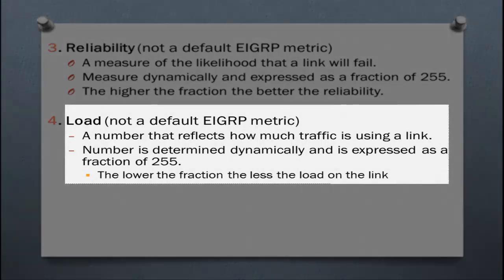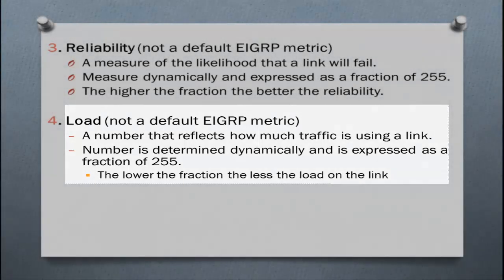The last one is load, which is also not a default EIGRP metric. Load is defined as a number that reflects how much traffic is using a link. The number is determined dynamically and is expressed as a fraction of 255. The lower the fraction, the less the load on the link.